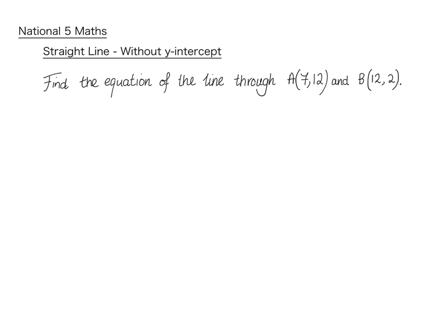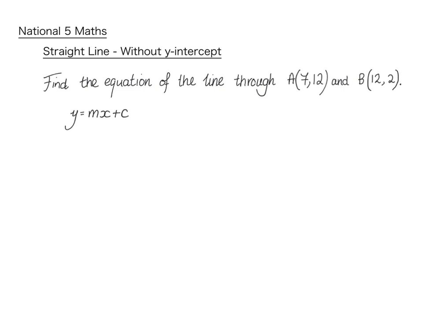Right, so continuing with straight lines, what we're going to do in this video is look at how we work out the equation of a straight line when the y-intercept isn't given to us. So the question we've got is: find the equation of the line through the points A, which is (7, 12), and B, which is (12, 2). Looking at that, it's still y equals mx plus c.